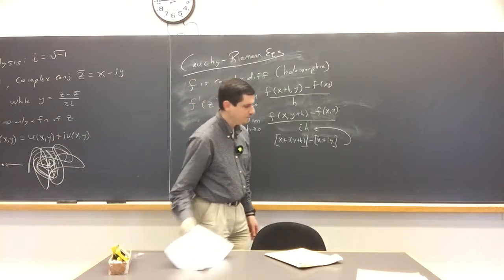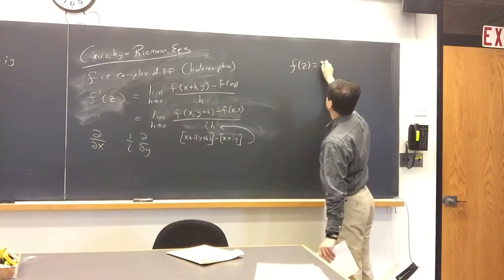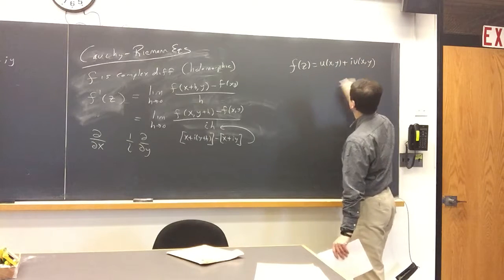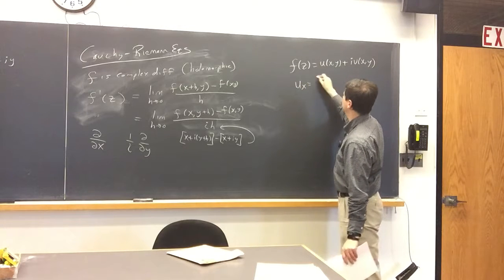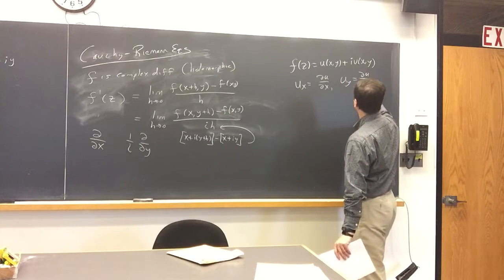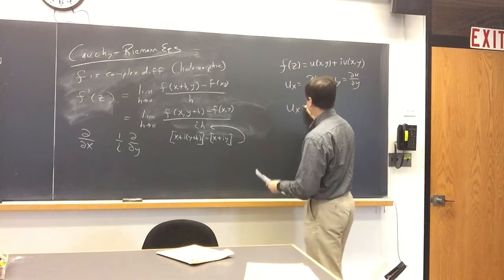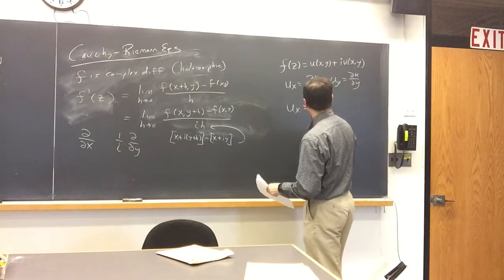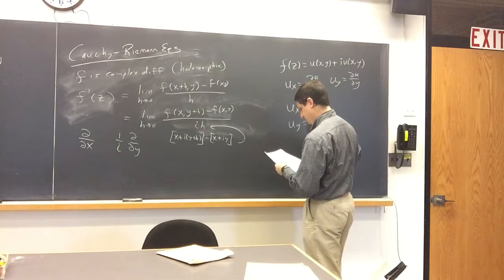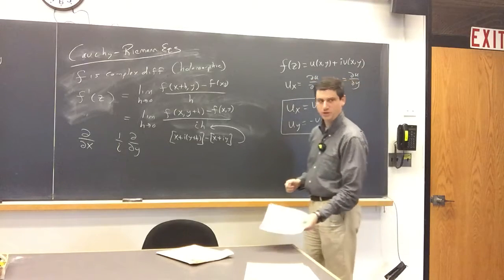So at the end of the day, when you do all the algebra, if f of z is u of x, y plus i v of x, y, and ux means du dx, uy is du dy, and so on, you get ux, I always forget the order they go, is vy, and uy is negative vx. These are the Cauchy-Riemann equations.